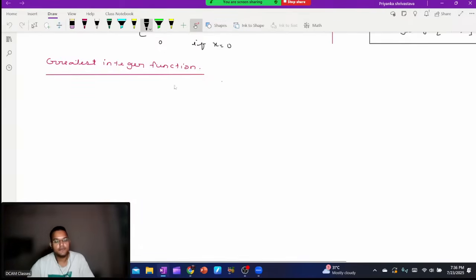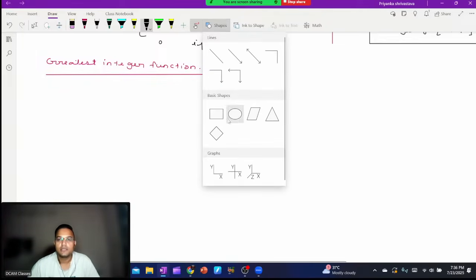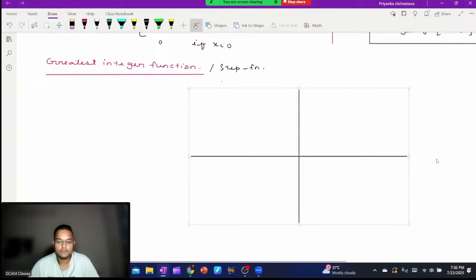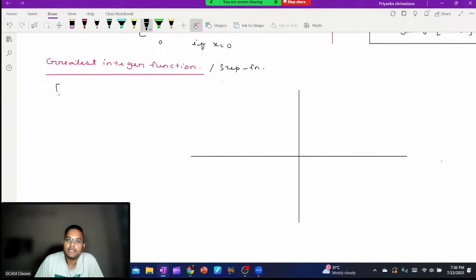The greatest integer function, it's a step function. It's also known as the step function. You need to understand how this step function is defined. See, the step function is written in square brackets, big brackets like this. This is known as the greatest integer function. How is it defined? This is [x].